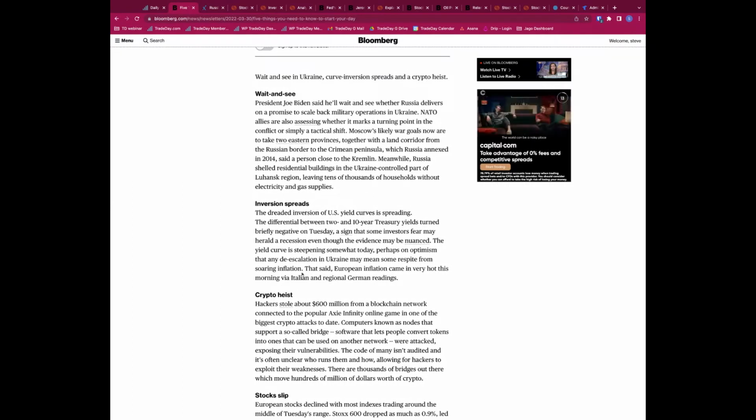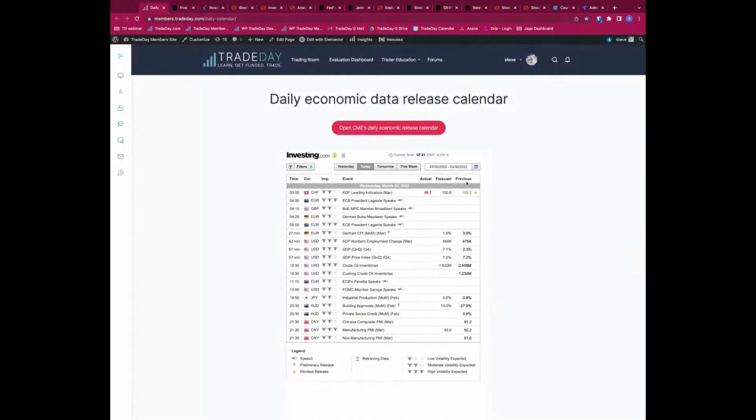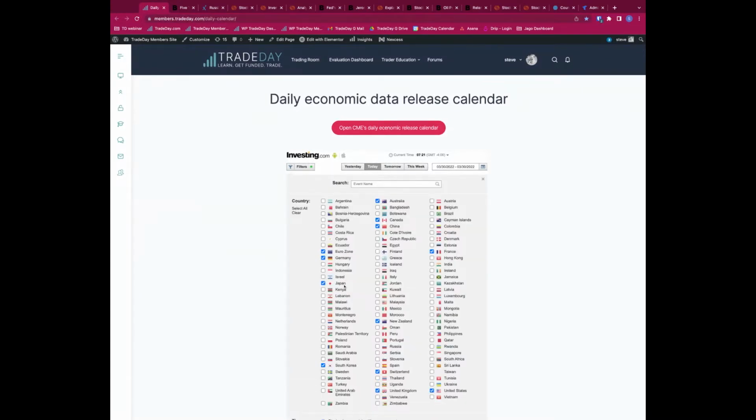I think, look, European inflation came in very hot this morning. Italian and regional German readings. Okay, so the Italian data is not on the calendar. In this calendar I've got in here, we've already got the filters applied, so it hasn't got the Italian data in here. But if I just click in for today, the Italian data. Where are we?